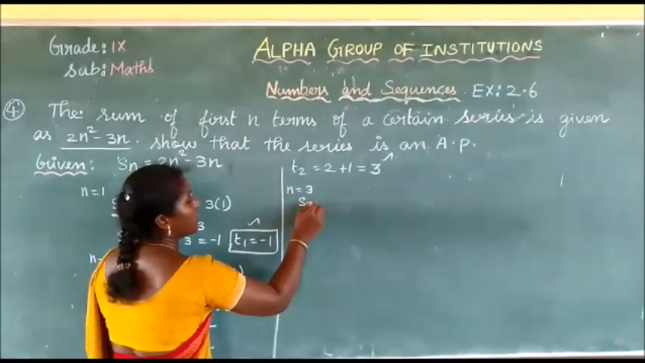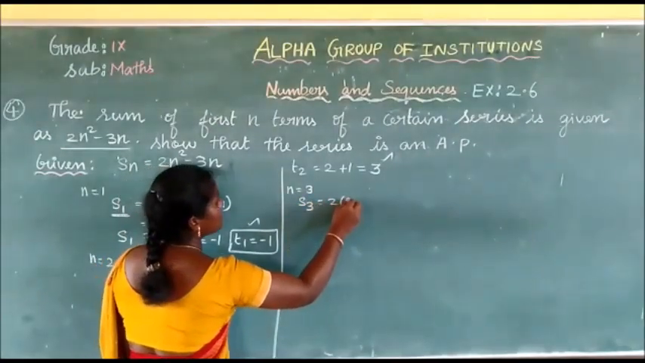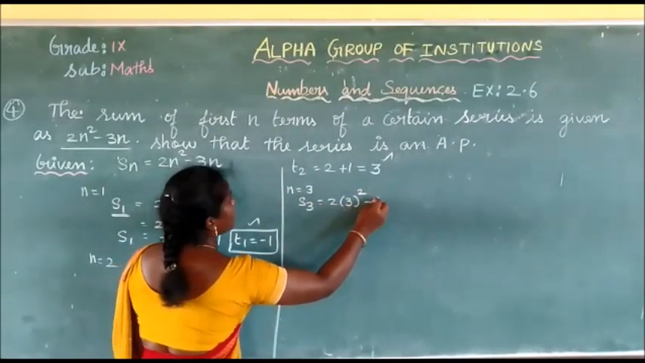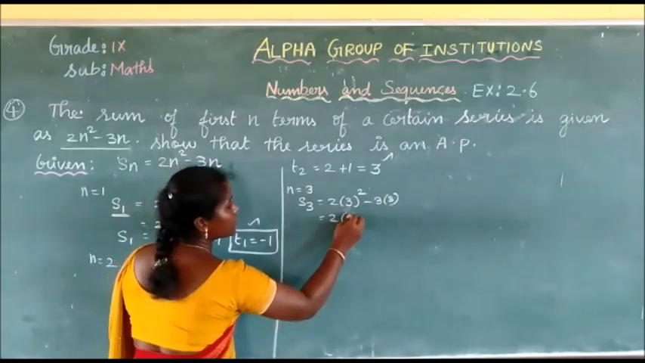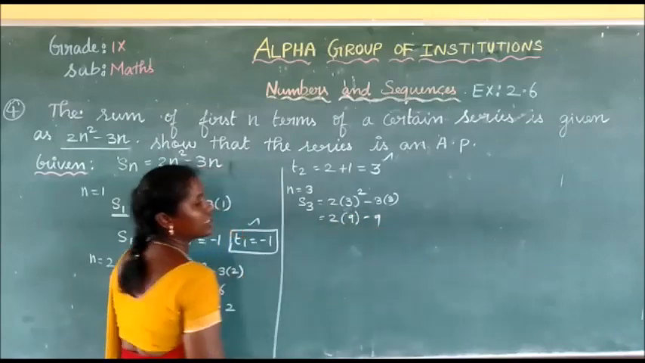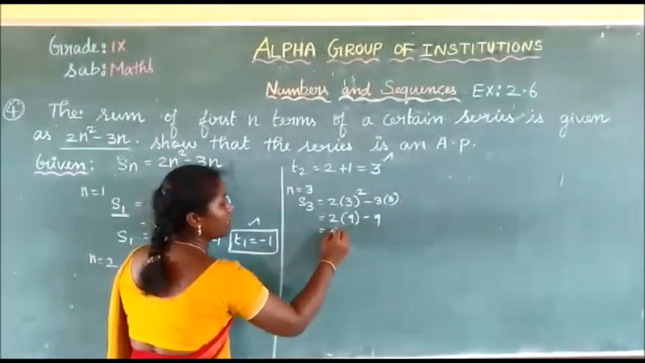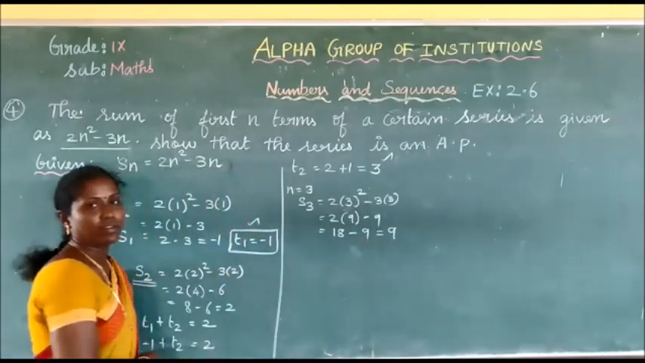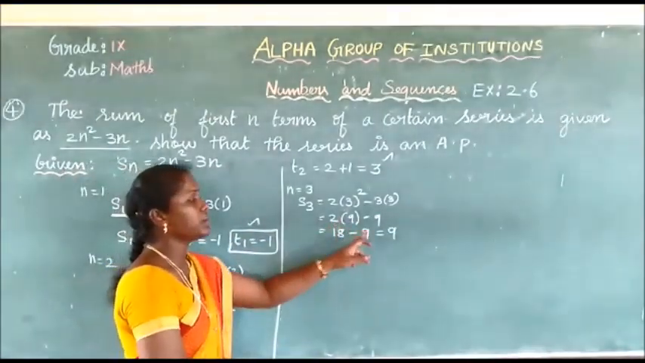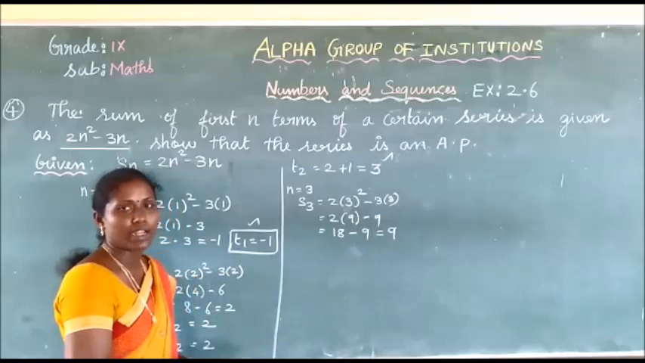So what is it? S3 is equal to 2 into 3 square minus 3 into 3. That is 2 into 3 3s are 9 minus 3 3s are 9. So 9 2s are 18 minus 9. So the answer is equal to 9. Isn't it? 9 2s are 18, 18 minus 9. The answer is 9.